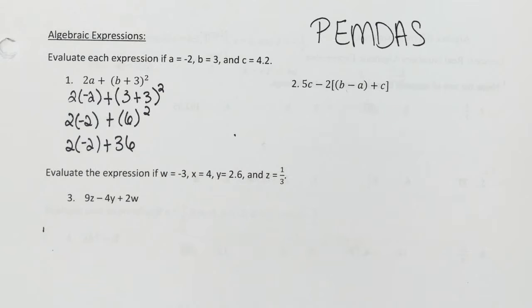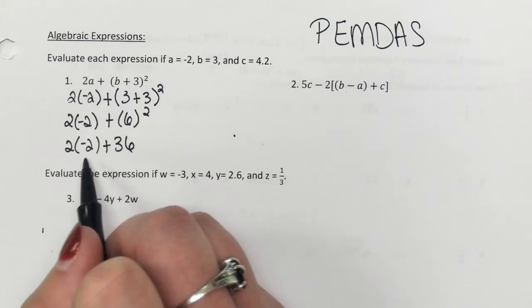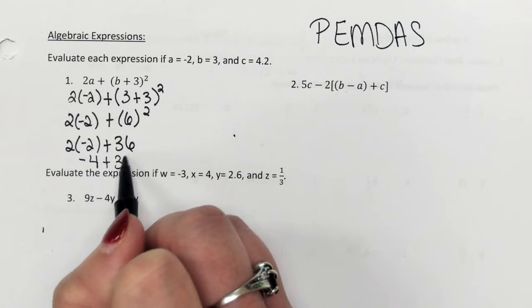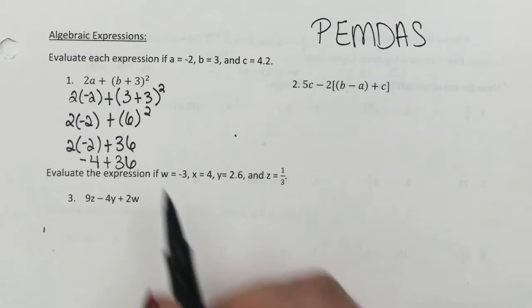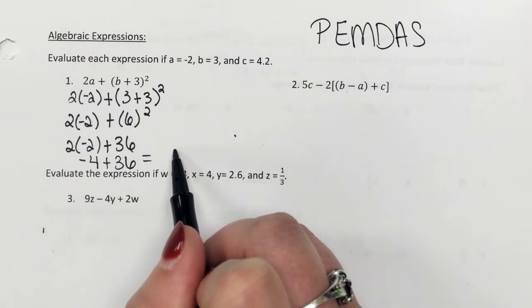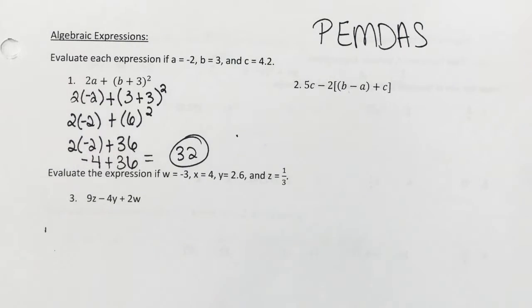All right, you see any multiply? 2 times negative 2 is how much? Negative 4. You see any divide? You see any add? What you see? All right, what's that give you? 32. Yep. Okay. All right, here we go. One more.